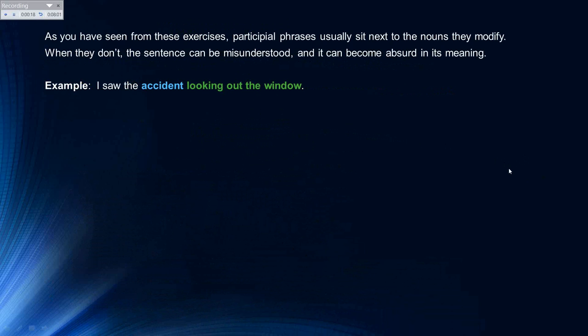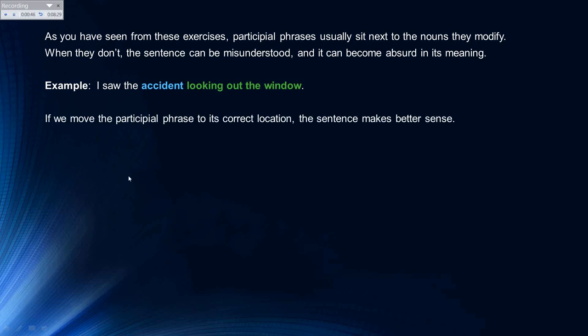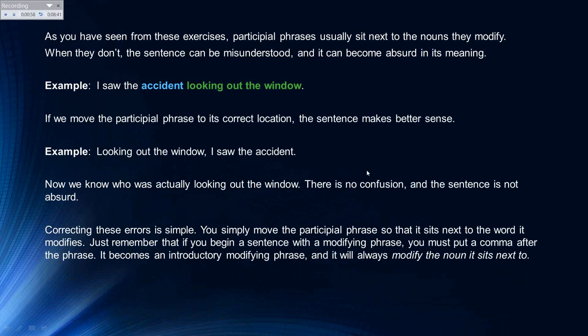Here's an example. I saw the accident looking out the window. Well, you are not being evaluated over what you know that the author intended. You're going to be evaluated over what's really right there in front of you. And this one says, looking out the window modifies accident. And therefore, the accident was looking out the window. You have to have this participial phrase sitting next to the word that you want to modify. So you can just simply move it and say, looking out the window, I saw the accident. Now your participial phrase actually modifies the correct word.